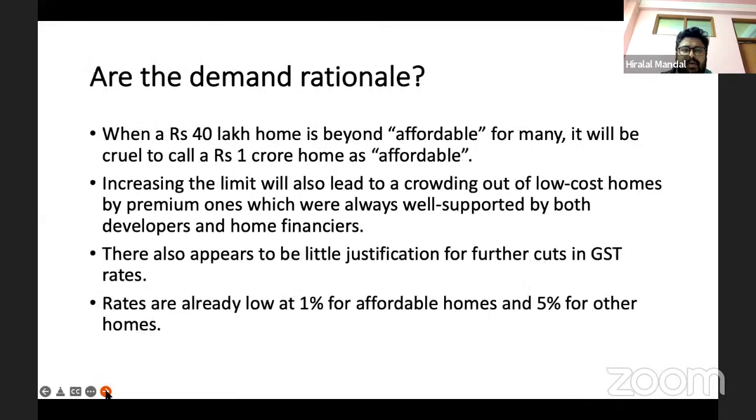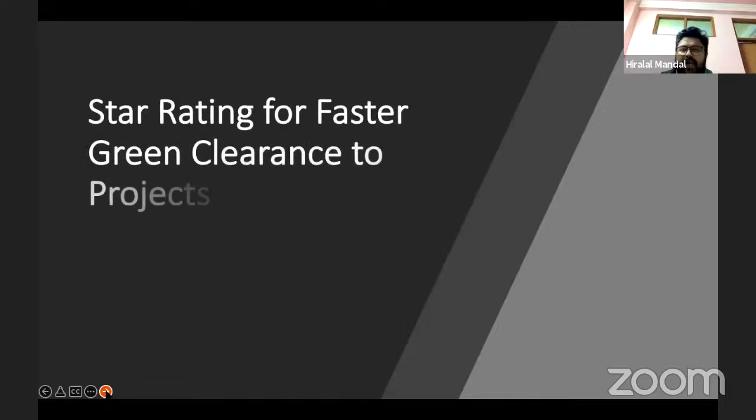concept or the next issue, and that is star rating for faster clearance to projects. Okay, so there is a discussion of environmental impact assessment. So a star rating has been proposed by the Ministry of Environment, Forest and Climate Change in order to give a faster clearance to the projects.